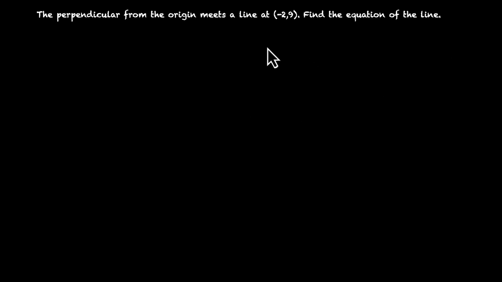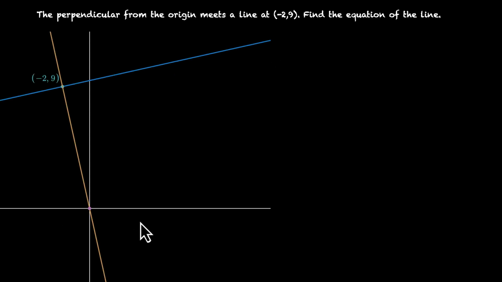Okay, let's do this together. Let's first visualize the scenario. We have x-axis, y-axis and origin, and we have a point -2, 9. We know that the perpendicular from the origin meets a line, let's call this the blue line, at -2, 9. So from the origin, if we draw a perpendicular, it meets the line at -2, 9. And that's all we know. So how do we figure out the equation of this line?